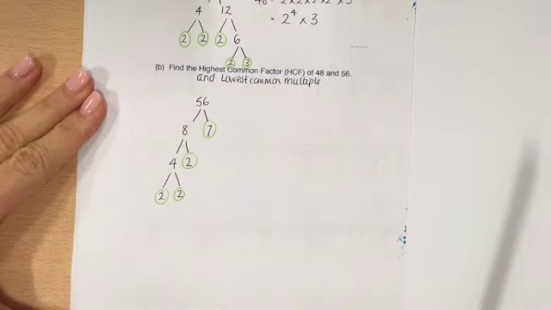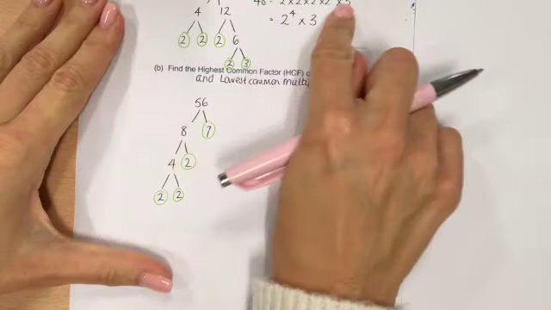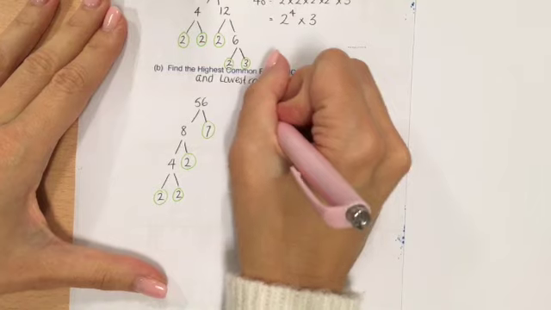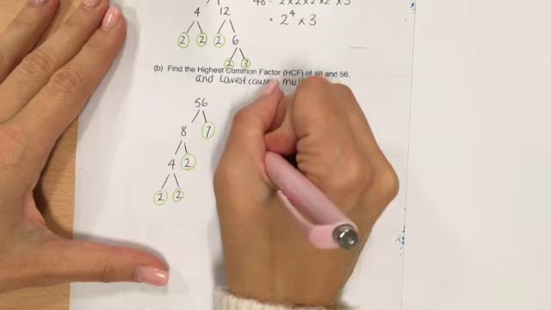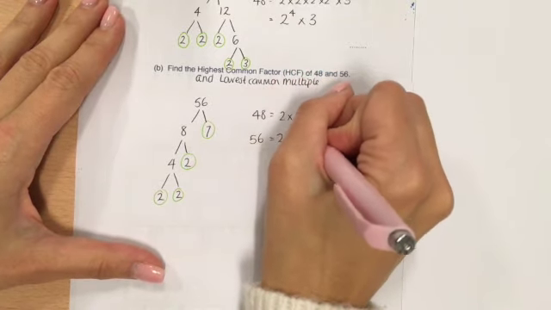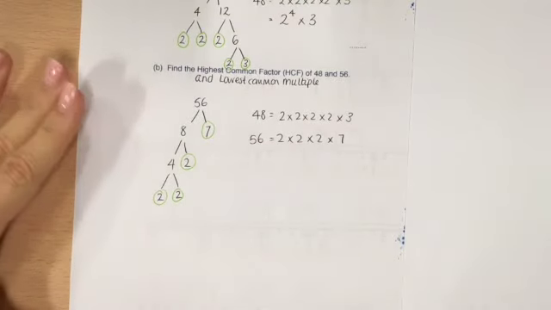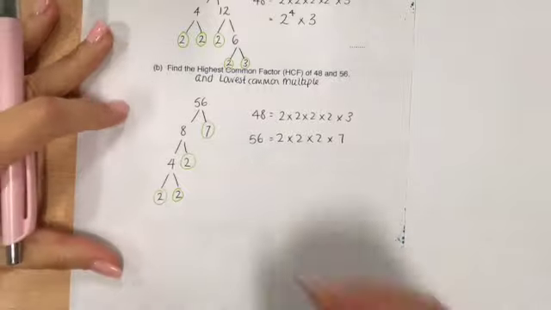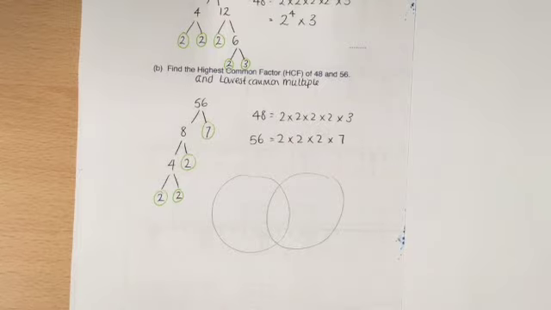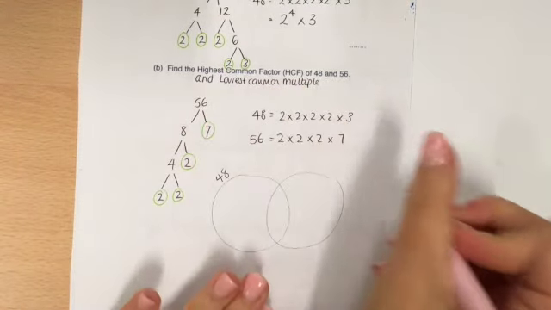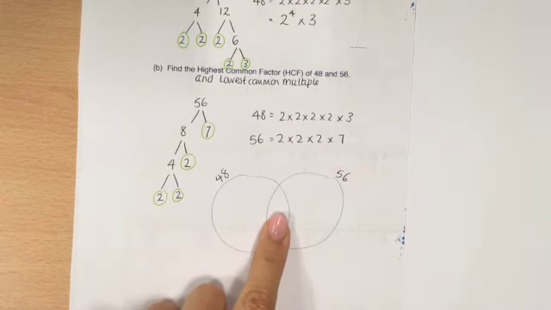Okay, so what I would do now is write out my prime factors listed like this. So 48 equals 2 times 2 times 2 times 2 times 3, and 56 equals 2 times 2 times 2 times 7. Okay, we're now going to put that information into a Venn diagram. So I have 2 circles, like so, that overlap. One of them is going to be for the prime factors of 48, the other is for 56. So remember, the ones in the middle are the ones that are common to both.